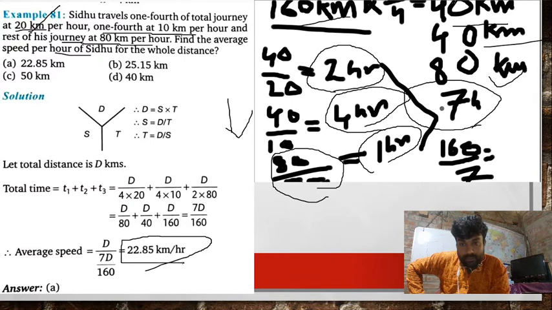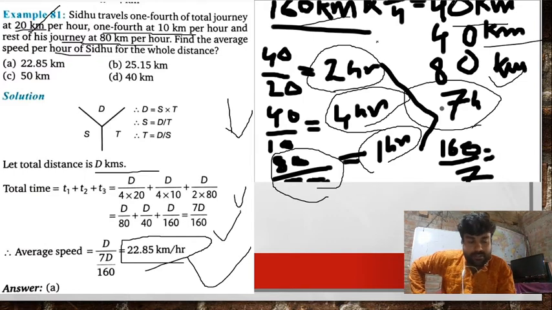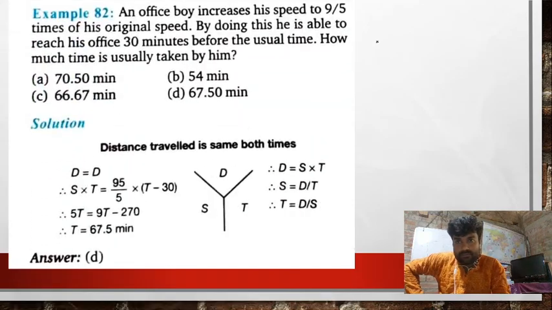I think it is very easy. You can choose here also, if you take d kilometers, it is the same thing, but I go with the example. This is the difference. Okay, another one.